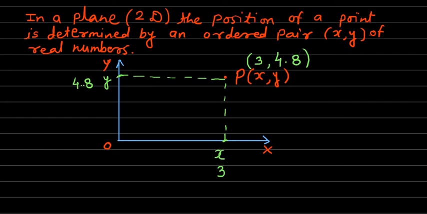Likewise, the perpendicular distance of point P from the y-axis is called the x-coordinate, and the perpendicular distance of point P from the x-axis is known as its y-coordinate. So likewise, we have the x and y coordinates in 2 dimensions, that is, in the plane.